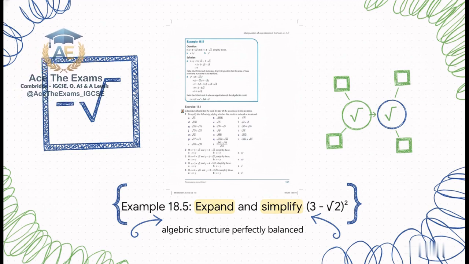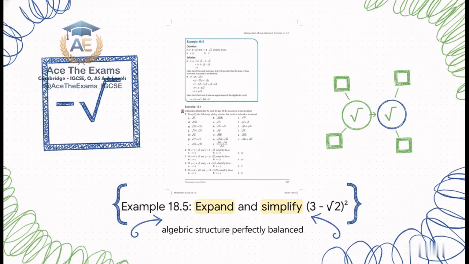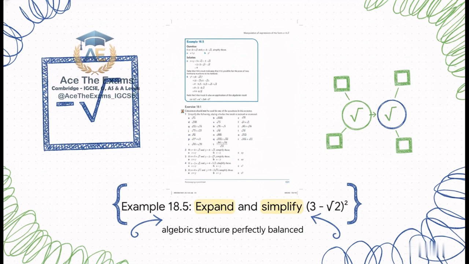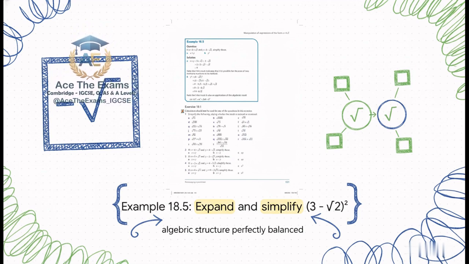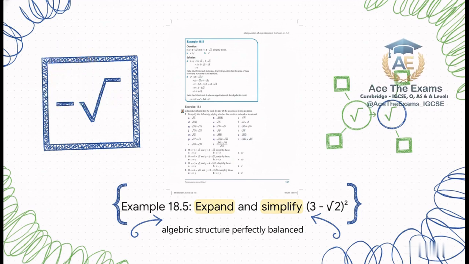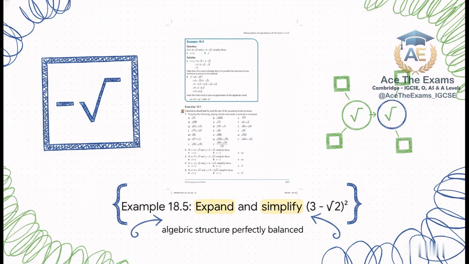When we expand that out, we get 9 minus 3 root 2 minus another 3 root 2, and then finally, and honestly, this is the cool part, plus root 2 times root 2. Well, think about it. Root 2 times root 2 is just the whole number 2, so our expression cleans up to 9 plus 2 minus 6 root 2, leaving us with a final elegant answer of 11 minus 6 root 2. Notice how relying on those basic algebraic rules kept our structure perfectly balanced.